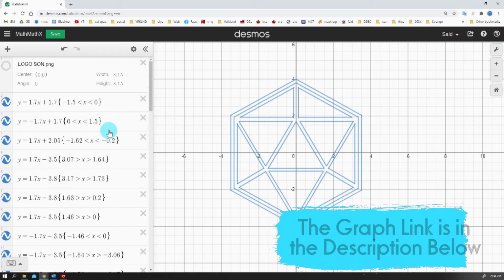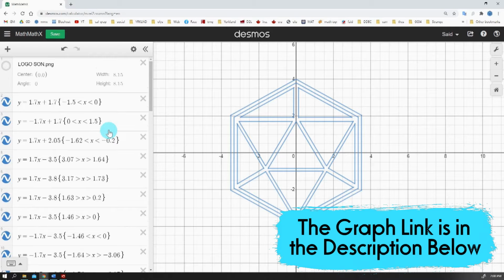Just go online, guys. You can find some pictures, logos with straight lines, and start graphing. Try, practice. I believe you will like it.